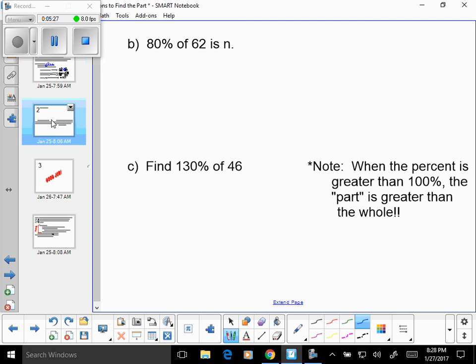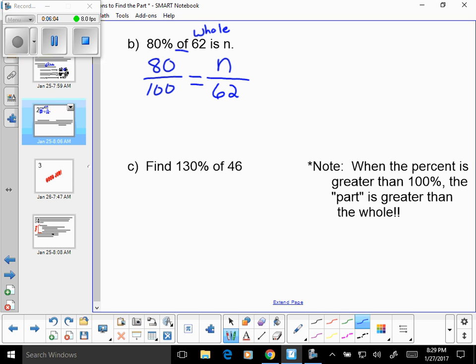All right, here's one where it says 80% of 62 is n. Again, this "of" says here's the whole. The whole is coming next. "Is," by the way, means the part is coming next. So let's look at how we're going to set this up. We know the percent. Percent over 100 equals the part, which I do not know, of 62.